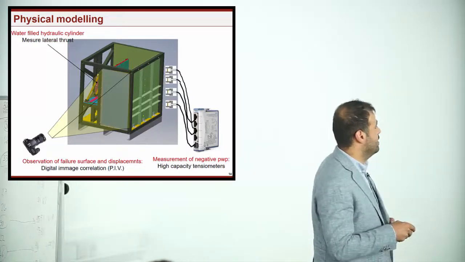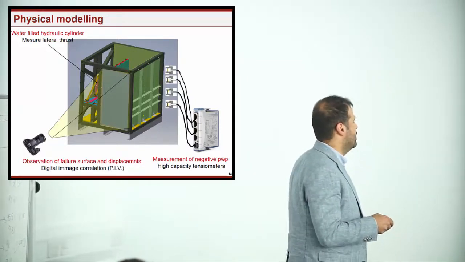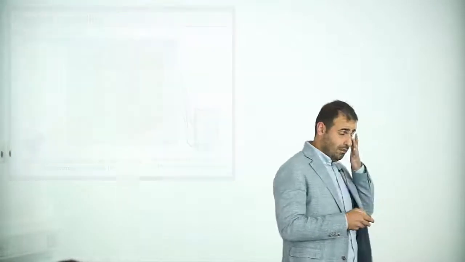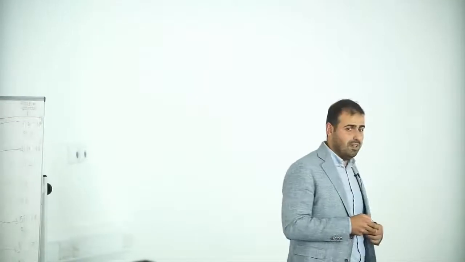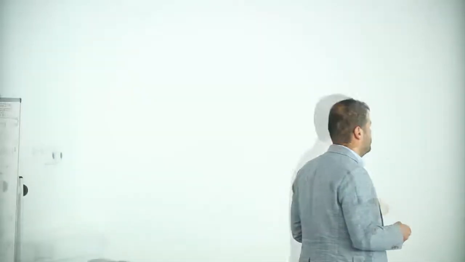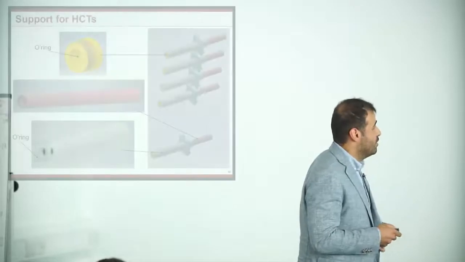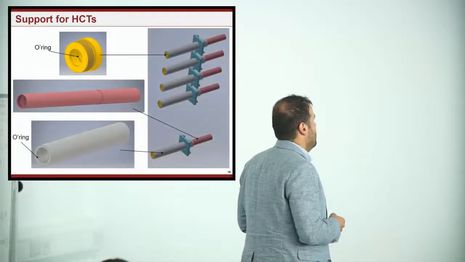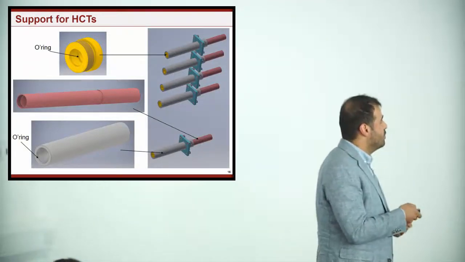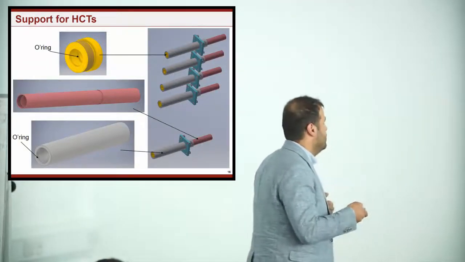There is a water-filled hydraulic cylinder on the back of the model, and one of the walls of the box is made of glass to perform particle image velocimetry to see what happens to the failure surface. Here there is a video. Then we designed the support for the high capacity tensiometers, a dynamic tool that helps to easily remove the tensiometer in case of cavitation.